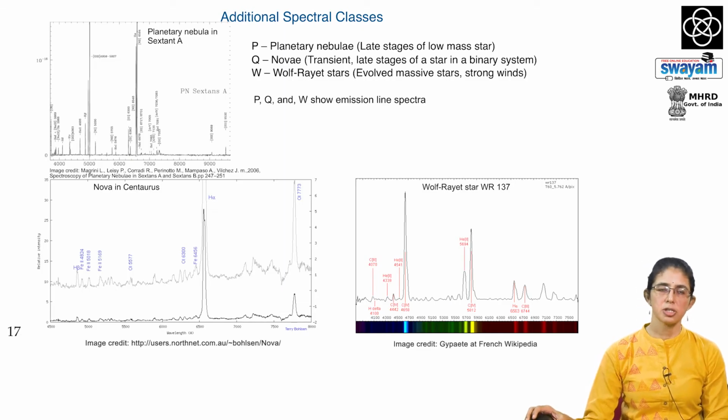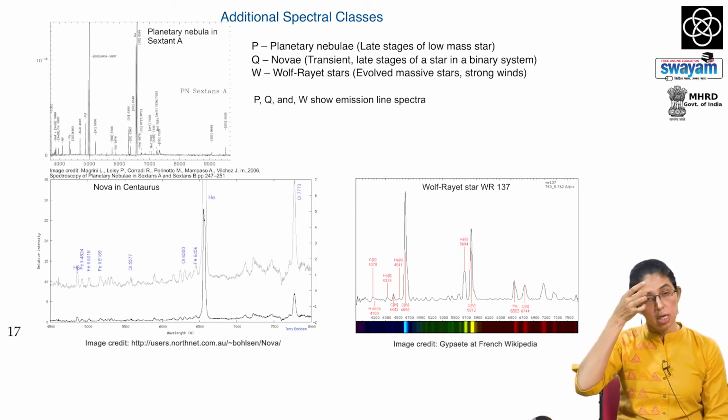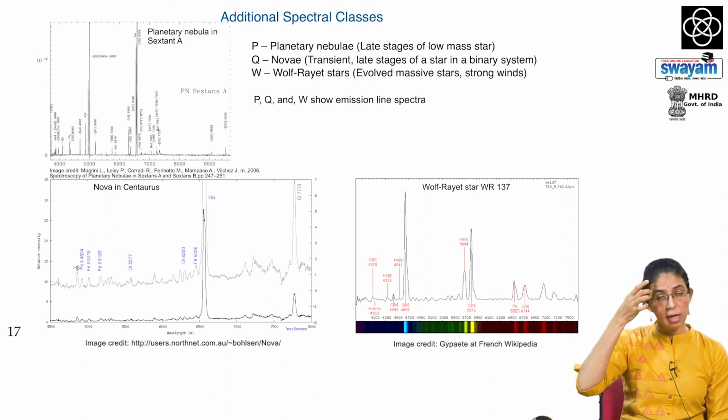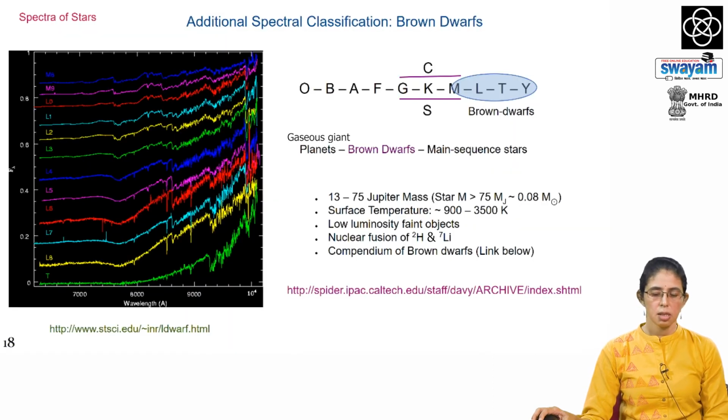Then there are spectral types assigned according to the evolutionary stages. The spectral type P corresponds to planetary nebulae, Q corresponds to novae, and W corresponds to Wolf-Rayet stars. Planetary nebulae are the late stages of low mass stars. The Q type that represents the novae are transients, which are the late stages of a star in a binary system, and the Wolf-Rayet stars are evolved massive stars, generally having strong winds.